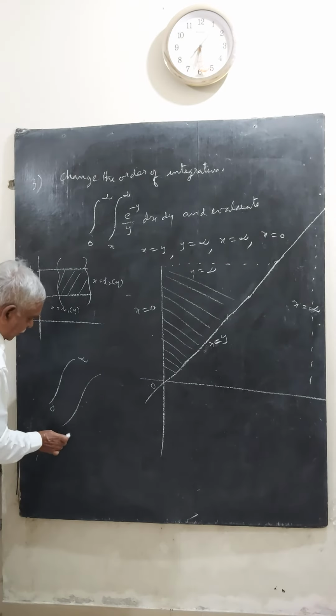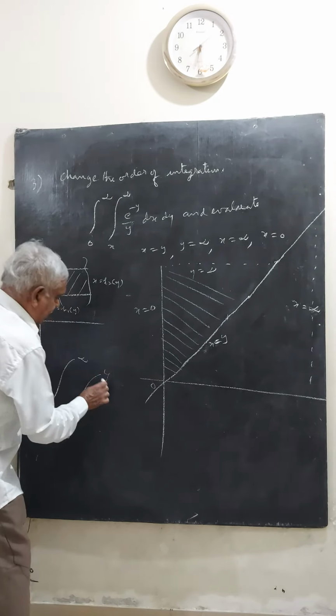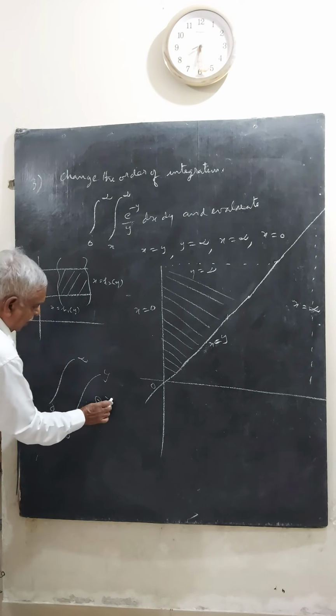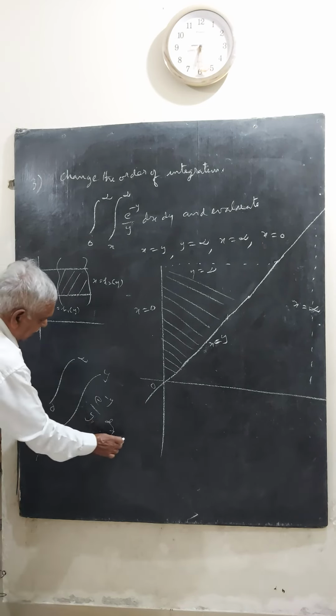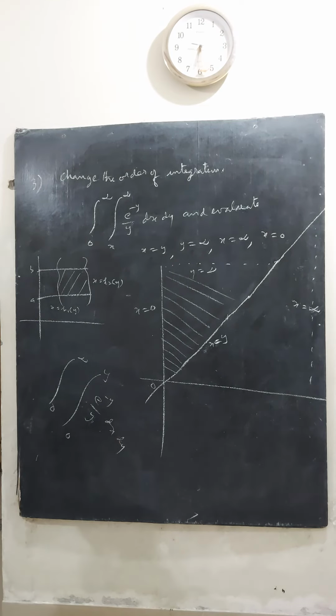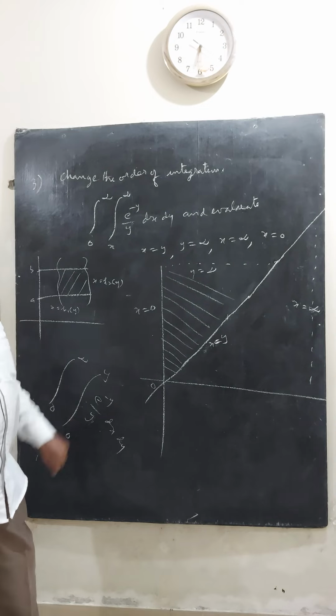X equal to 0 on the left, and on the right x equal to y. Therefore, e power minus y by y dx dy. We have changed the order. See, in both ways we can see the order changing.